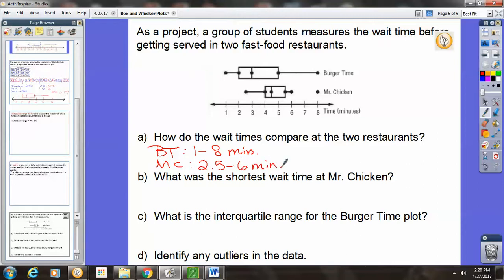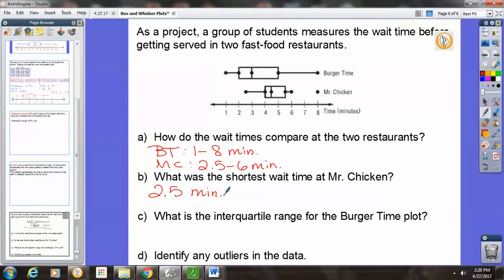What was the shortest wait time at Mr. Chicken? 2.5 minutes. C, what is the interquartile range for the Burger Time plot?